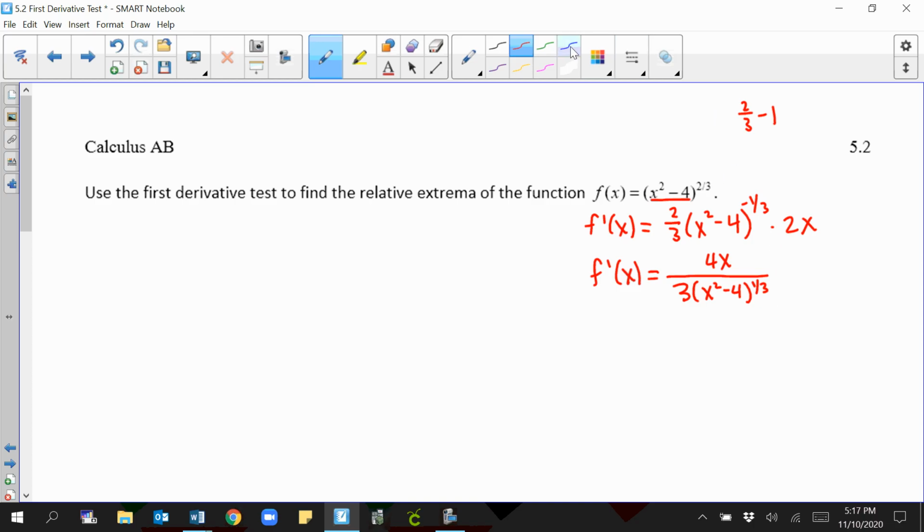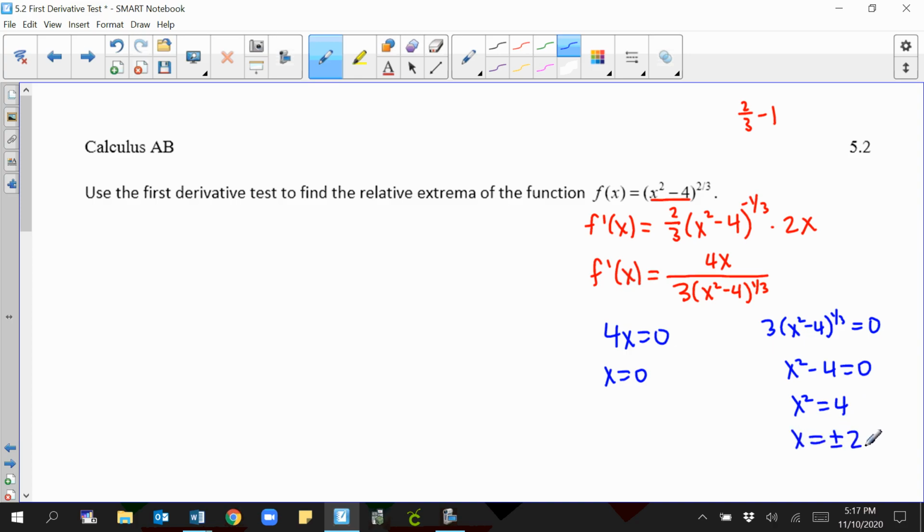So when I set the top equal to 0, I have that 4x equals 0, so x equals 0. When I set the bottom, I have 3 times x squared minus 4 to the 1/3 is equal to 0. So really I'm looking at x squared minus 4 is equal to 0. So x squared is equal to 4, and x is equal to plus or minus 2. So my critical values are 0 and positive or negative 2.